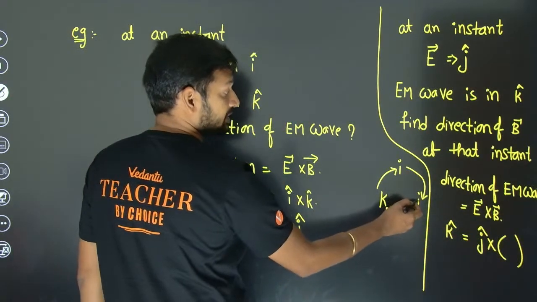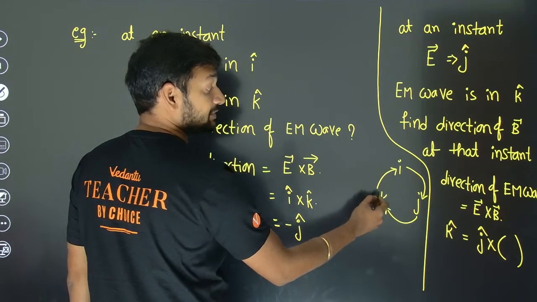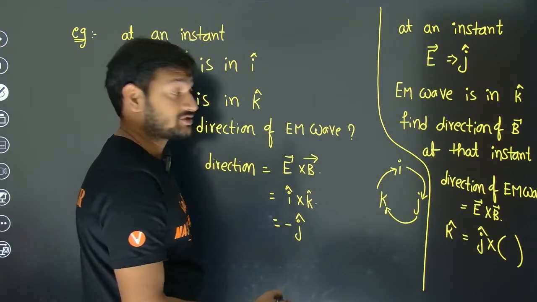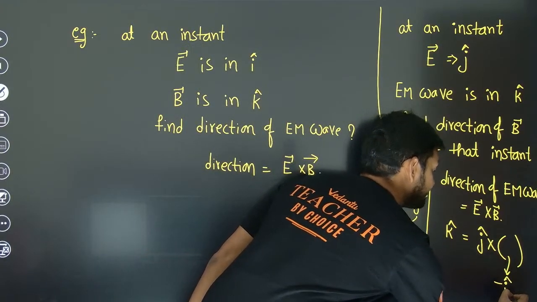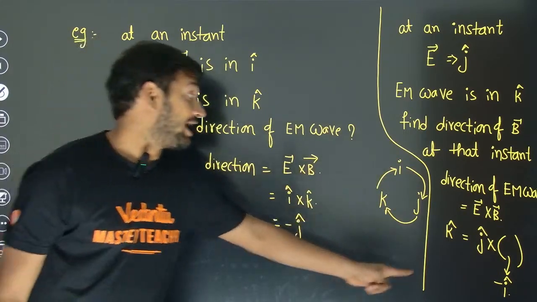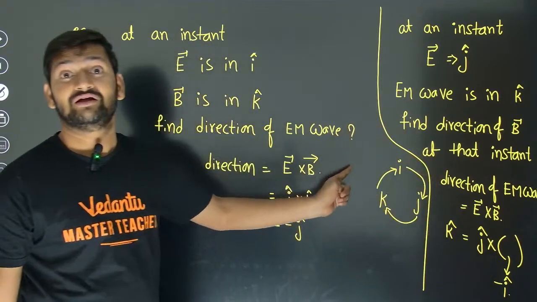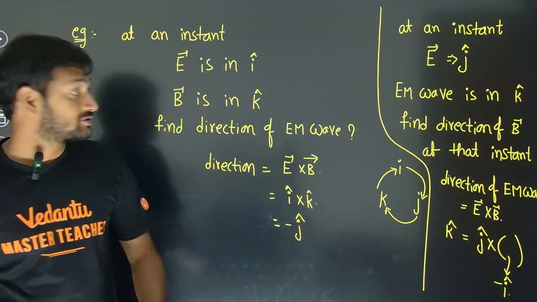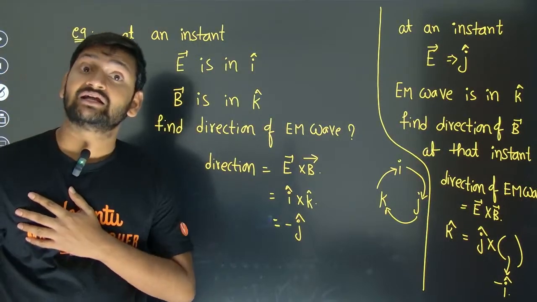If it is J cross I, we will get minus K, but I need plus K. So it should be J cross minus I cap. J cross I gives you minus K, and minus I cap gives you plus K. So the direction of the magnetic field at that instant is minus I cap.